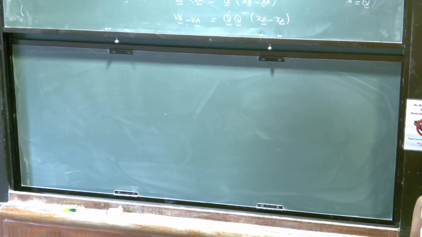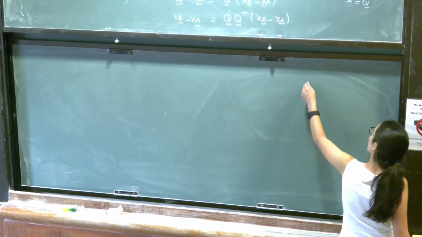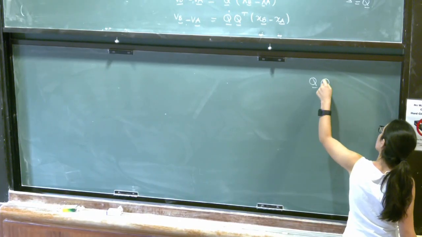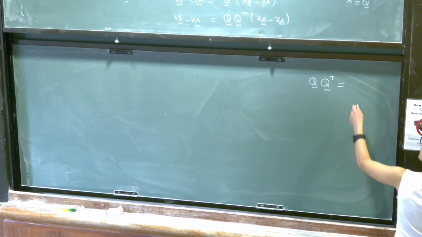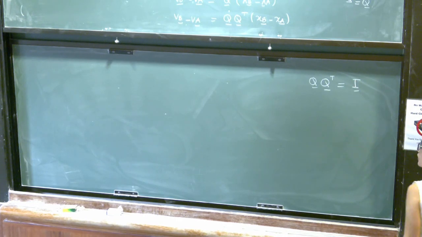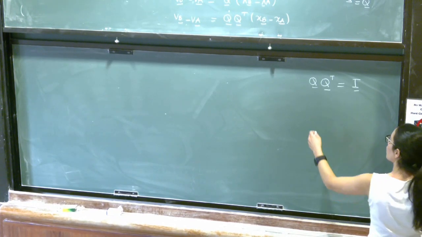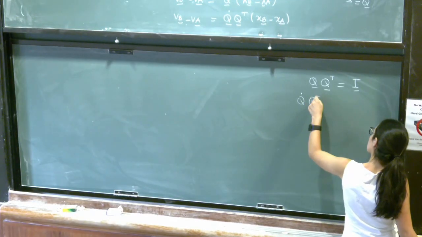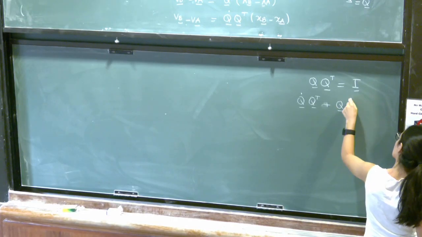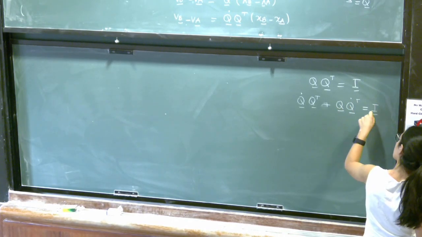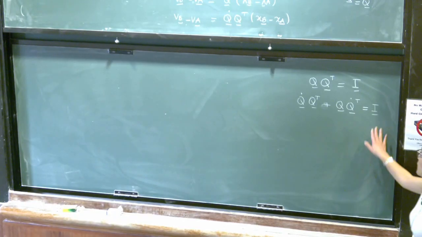What does a proper orthogonal tensor mean? A proper orthogonal tensor has the inverse equal to the transpose. So if the transpose is equal to the inverse, what is Q Q transpose? It's the identity, right? So it's like having matrices and multiplying a matrix by its inverse gives the identity matrix. So I can take the derivative of this expression, Q dot Q transpose plus Q Q dot transpose is equal to the derivative of I, which is 0.